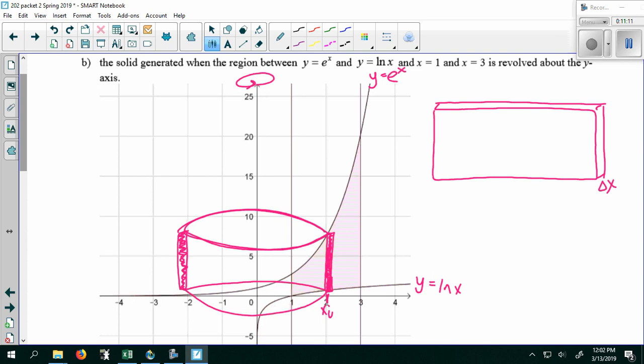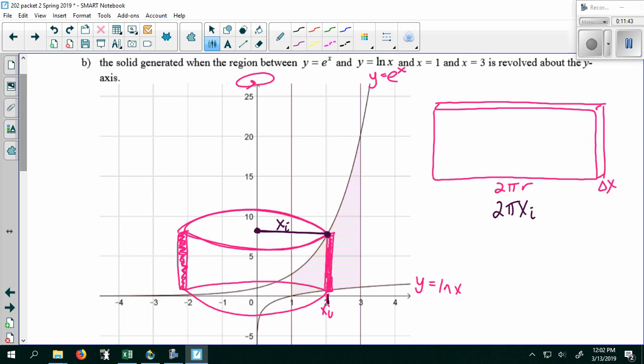So the circumference of a cylinder or of a circle is 2 pi r. So I need to know r here. So r is the distance from the center to the edge. The center here is 0, x equals 0, and this is the random location I chose, x sub I. So this purple distance is just x sub I. That's the radius. So 2 pi x sub I.